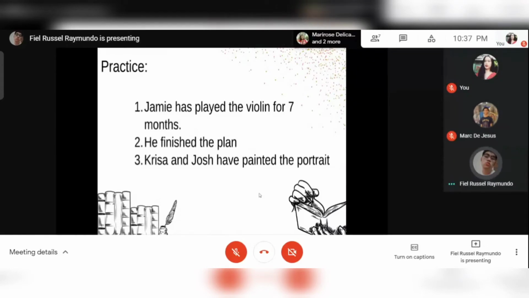Okay, number three. Let's have Maddie. Mary Rose: Sir, number three, Krista and Josh have painted the portrait. I think it is in present perfect tense, sir. All right, very good. Proceed. Krista and Josh have painted the portrait, and maybe now they have a gift to give their friend. All right, very good.